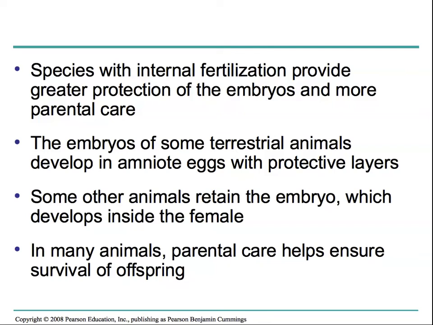This is another big, huge land animal development. Number two here, the development of the amniote egg. The amniotic egg changed the way that animals do reproductive business on land. Remember, amphibians, frogs, salamanders, toads, they struggle to produce offspring on land.